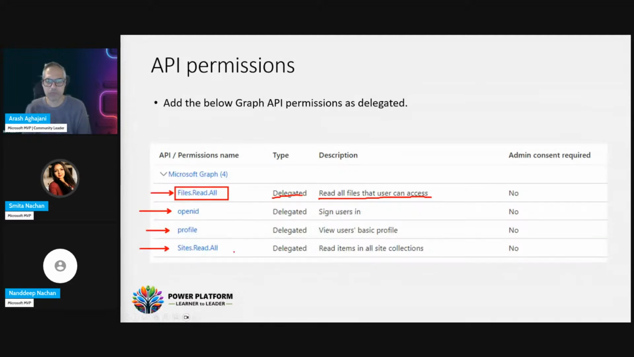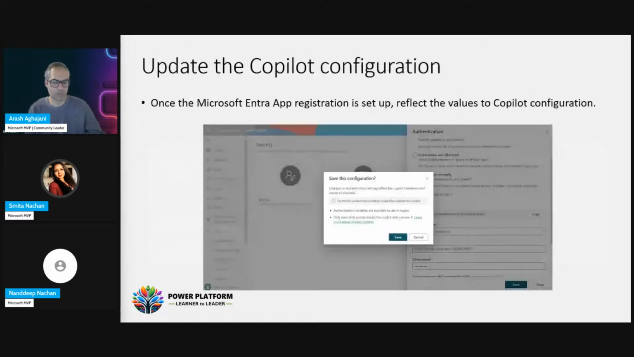So once we provide all those permissions, the next thing is we have to update all of these configurations in our Copilot. Once all this Entra ID setup is done, we have to reflect all the values into our Copilot configuration. Once everything is done, then you are ready to use your Copilot. So now let me just show you.